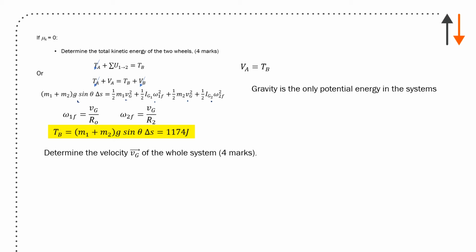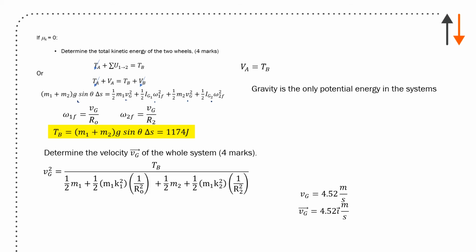1,174 joules. Now, to determine the total velocity of the entire system, remember that they're both attached at the center of the wheel, and so they're moving down at the same rate. I can take the total kinetic energy and divide that by all of the other terms, and I will get, because of my coordinate system, 4.52 meters per second down the ramp.